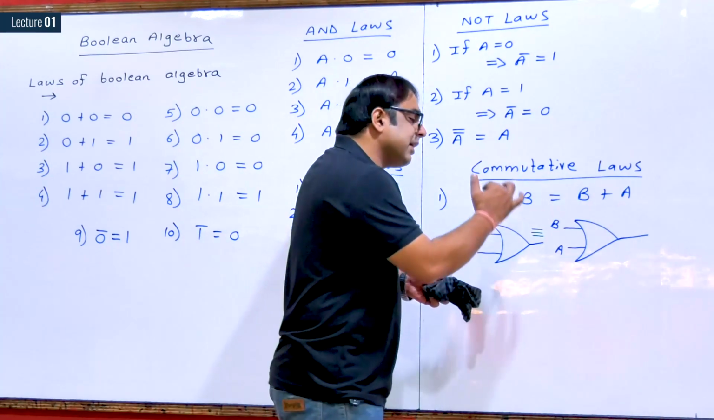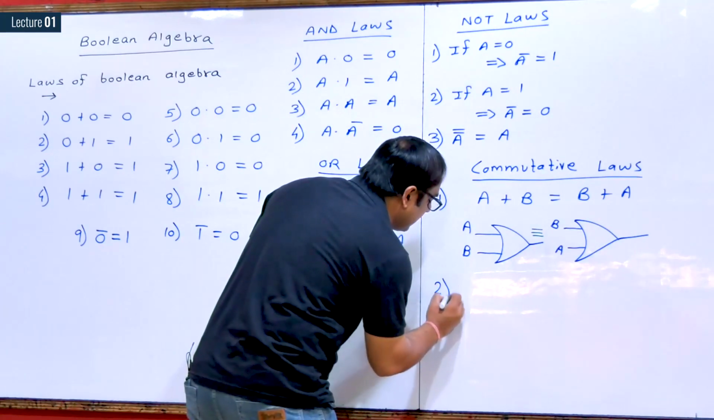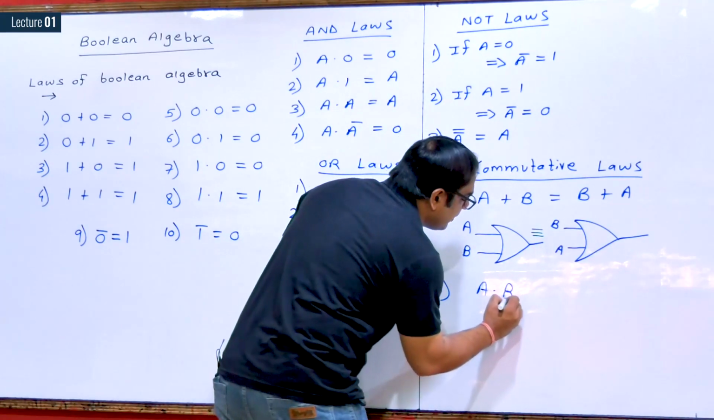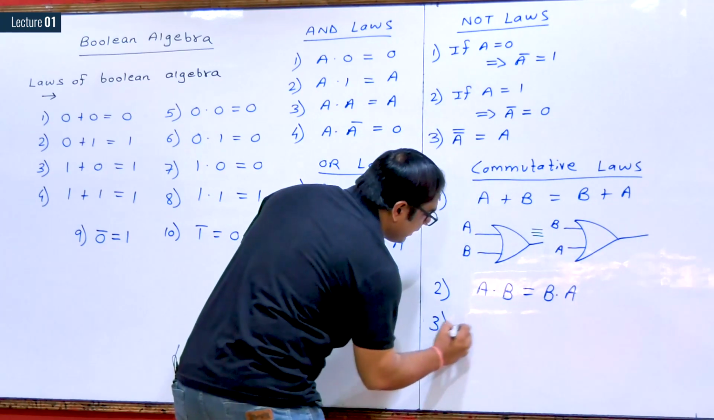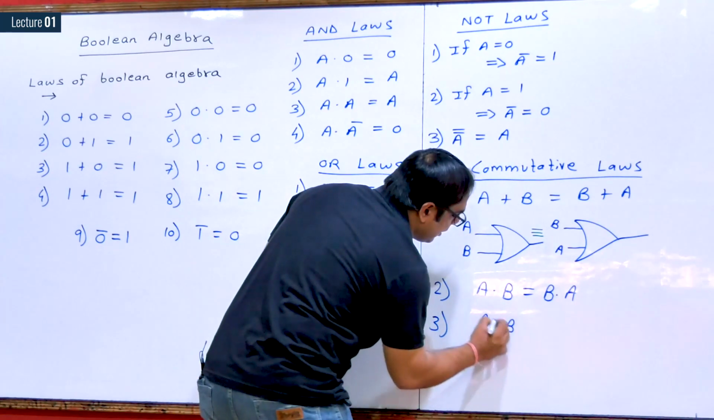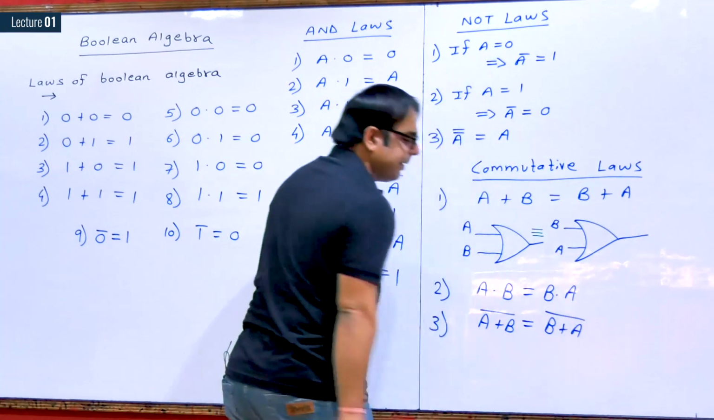Let us write the commutative law for other gates as well. For example, A dot B is equal to B dot A. For example, A plus B whole complement is equal to B plus A whole complement.